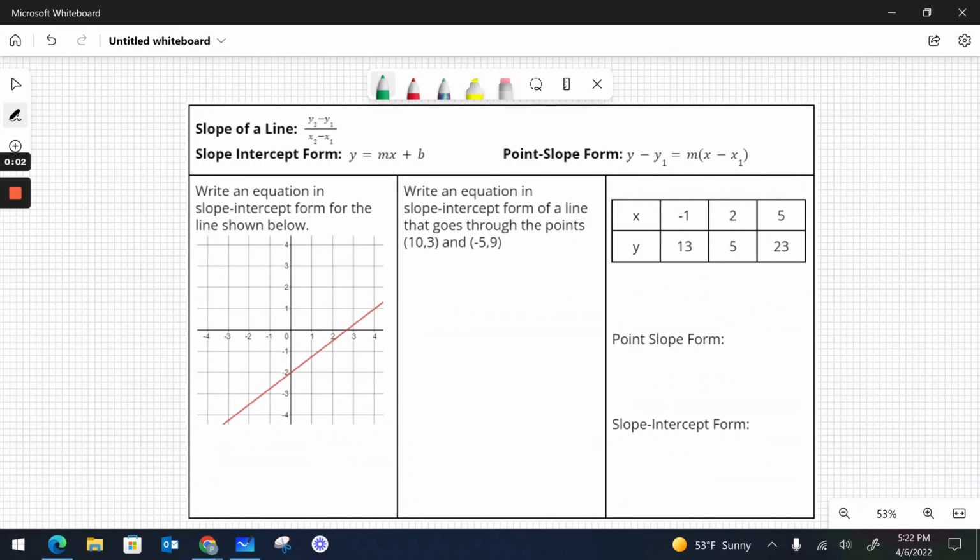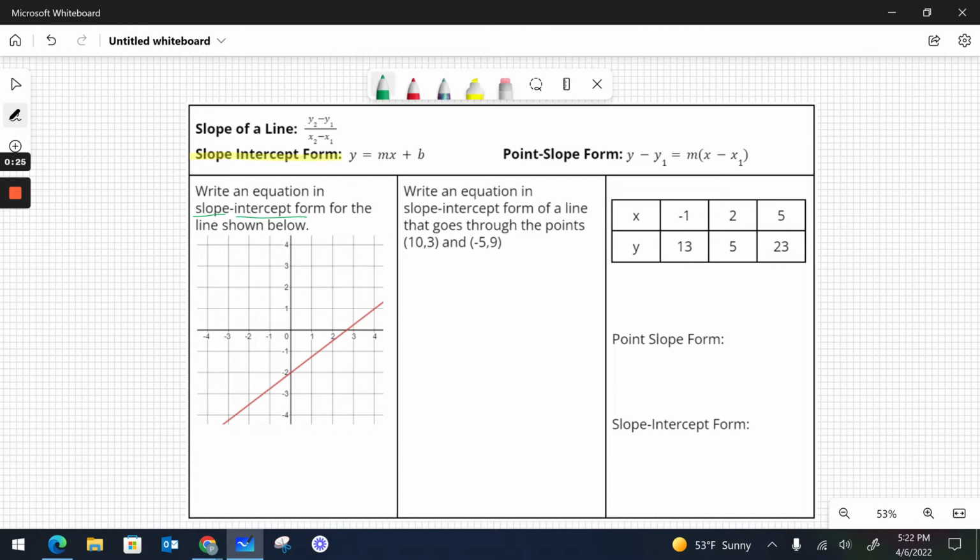These are the video notes for writing linear equations. Let's look at the first example, which is a graph. If we want to write a slope-intercept form equation for this graph, we need two pieces of information. We need the slope and we need the y-intercept. We're going to use slope-intercept form.